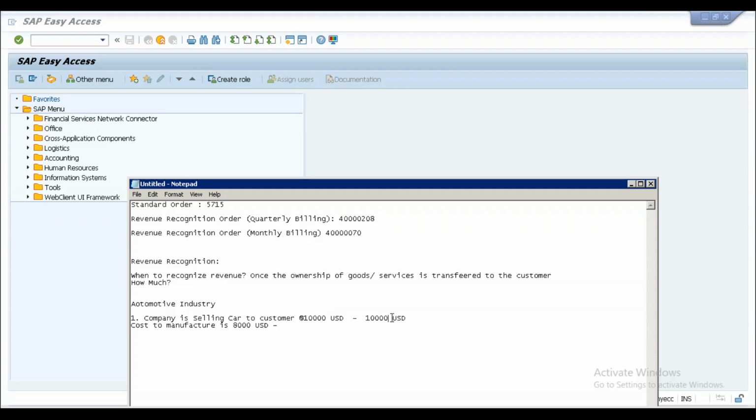Exactly. So this 10,000 USD will still remain the revenue for the company because this 8,000 USD is the cost, and we understood the definition of revenue, that revenue is something which you are calculating before deducting the charges to manufacture the goods or services. This is additional information, but it is not going to impact the figures in revenue. So this 10,000 USD will be the revenue for the company. Now the second question is when to recognize this revenue. So what do you think? When will this revenue be recognized?